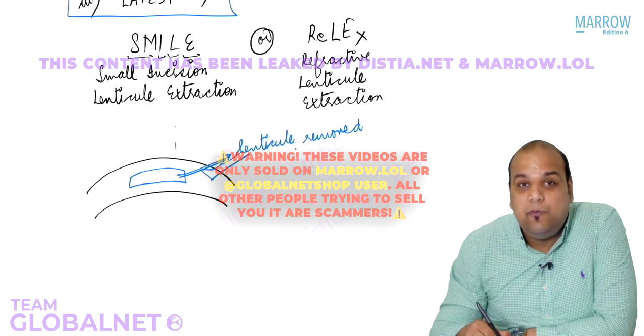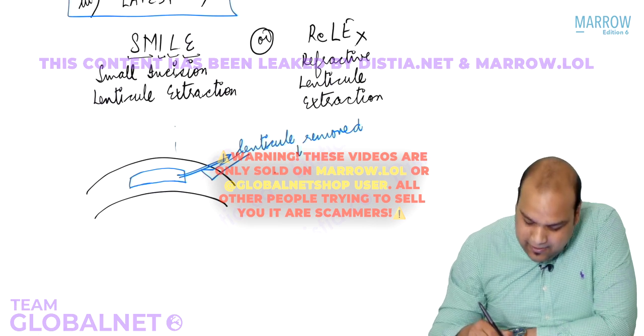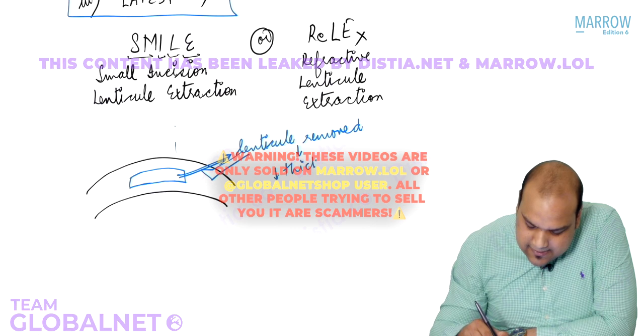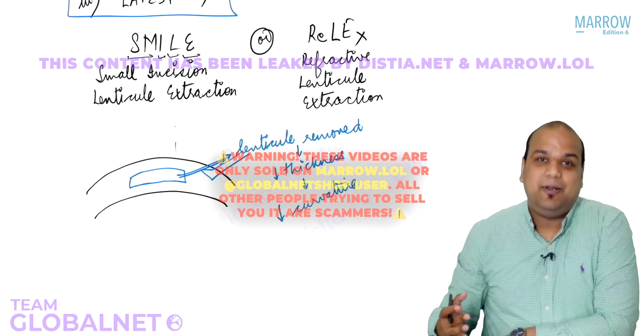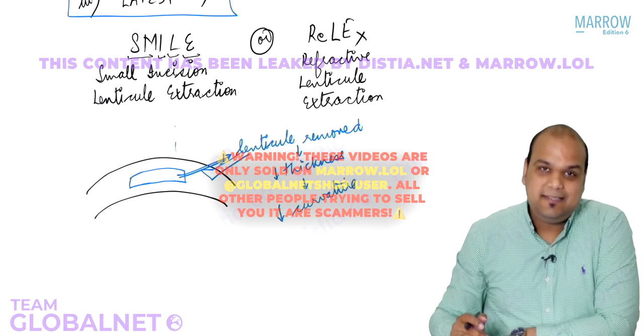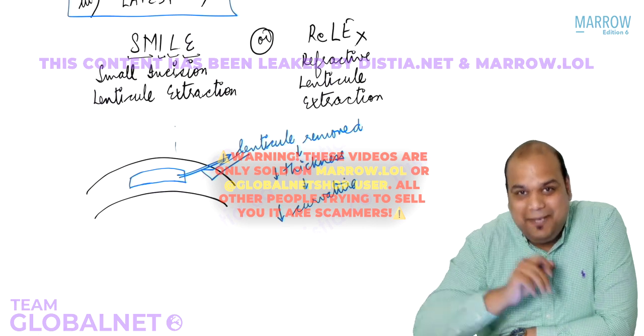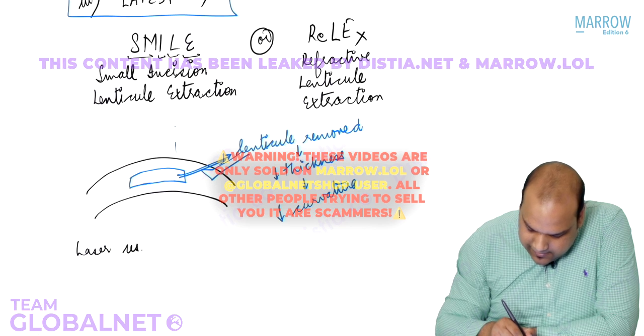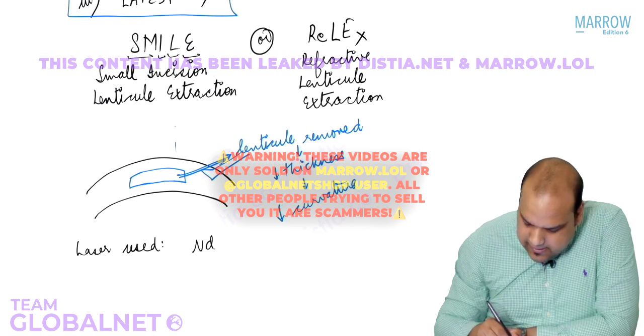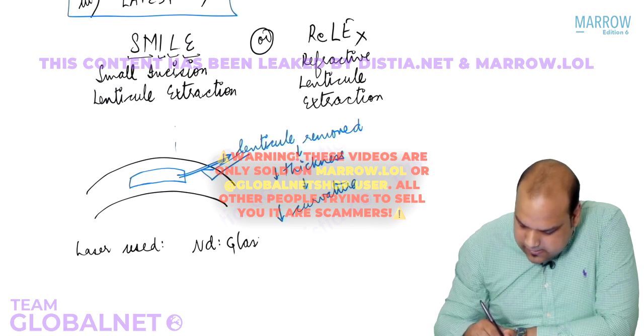When this lenticule is removed, what have I done, everybody? I have decreased the thickness, and thus basically I have decreased the curvature. Yes or no? I have flattened the cornea. I hope you understand this. Yes? So I am doing the same thing, but the laser used in this case is ND glass.